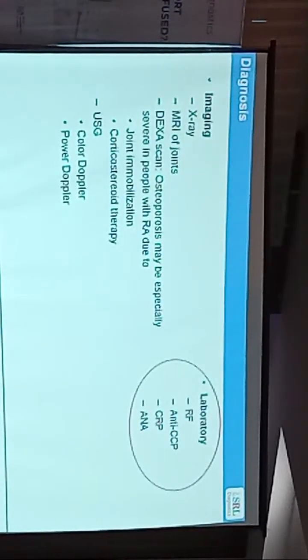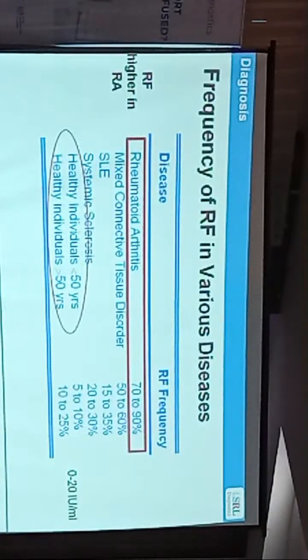So for a diagnosis, imaging like X-ray, MRI, DEXA scan, ultrasound, along with laboratory parameters like the autoantibodies, CCP, ENA is essential. Rheumatoid factor is an antibody against an antibody. Here the IgM antibody is against the Fc component of the IgG, and is seen in 70 to 90% of RA, and also seen in healthy individuals in 5 to 10% of cases.